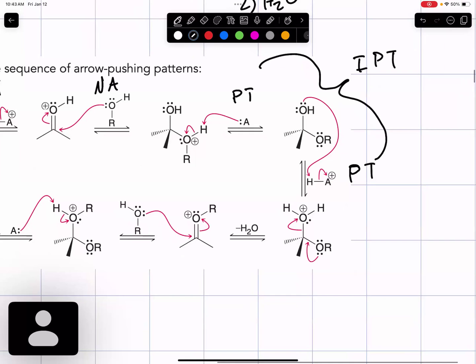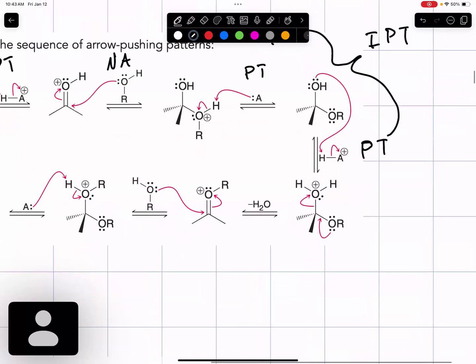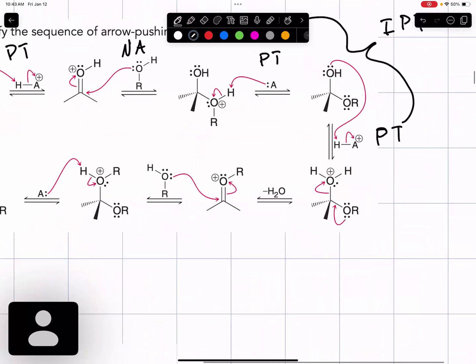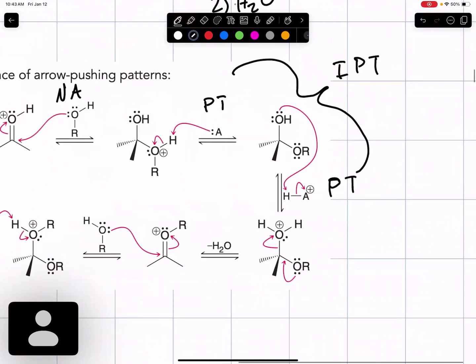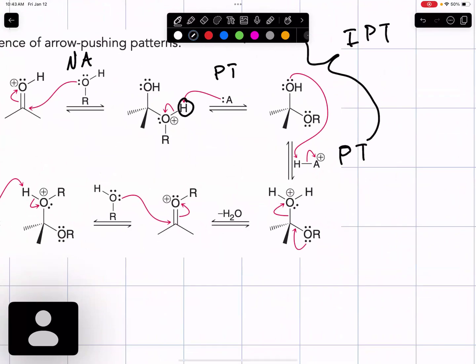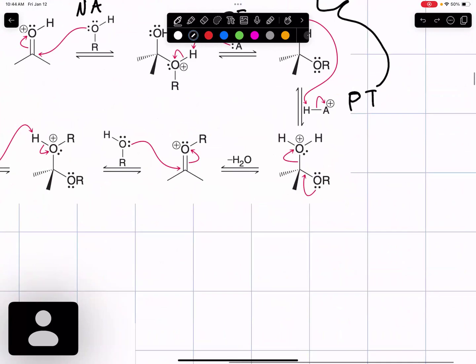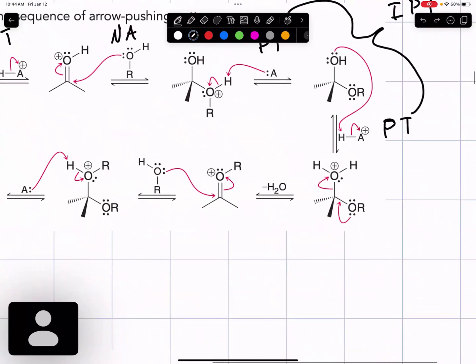You might not see that until Orgo 2 because you probably won't be doing that many mechanisms in Orgo 1, but you'll definitely see it in Orgo 2. So this is just a shortcut of writing these two steps, or trading this proton and putting it on here. Okay, but that's not important right now. But it's just so you have this in your mind.